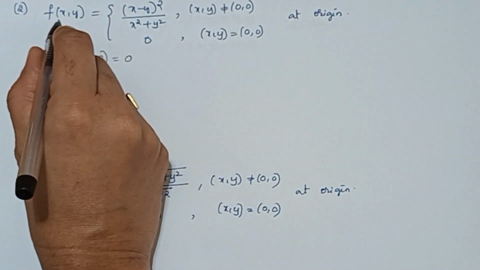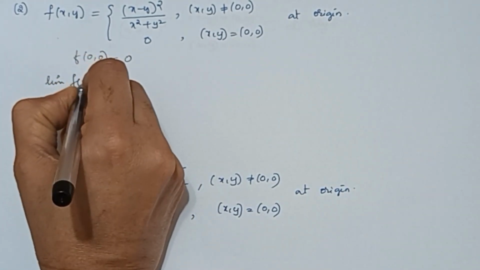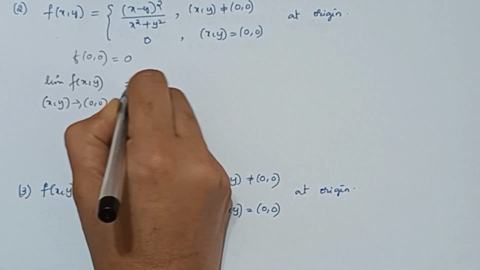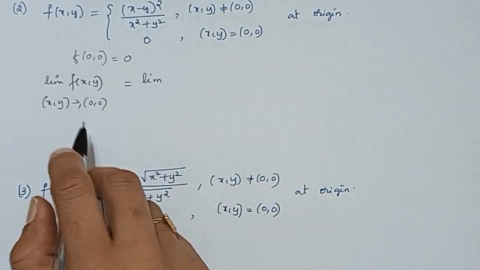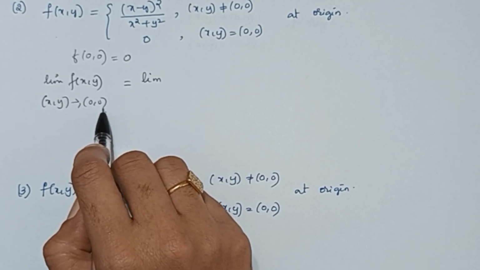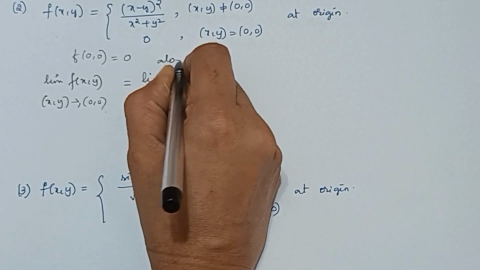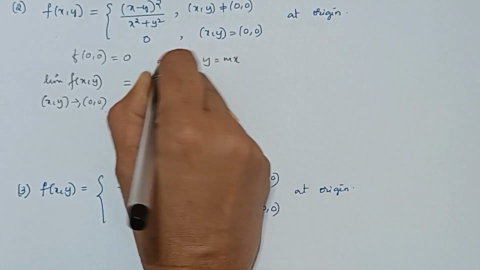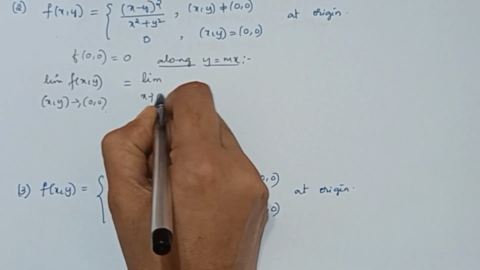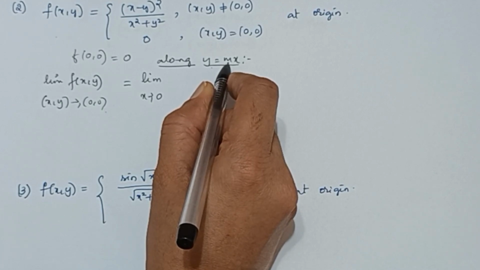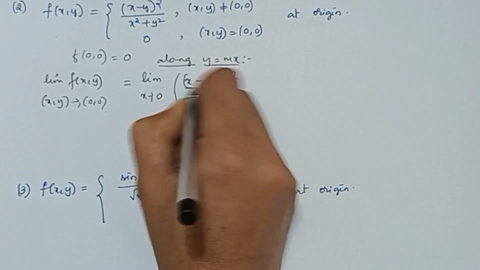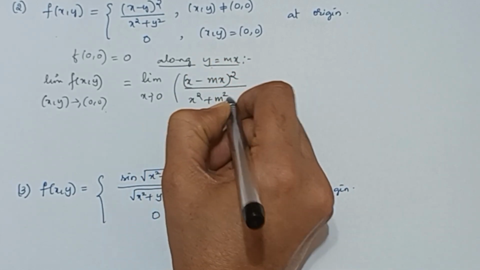Now let us find out the limit of f(x, y) as (x, y) tends to (0, 0). So we shall find out this limit as (x, y) tends to the origin. Therefore, I will choose the path along y equal to mx. So along y equal to mx, along this path, let us find out the limit of this function. So as x tends to 0, because y equal to mx you have to substitute. So you will get here (x minus mx) whole square divided by x square plus m square x square.